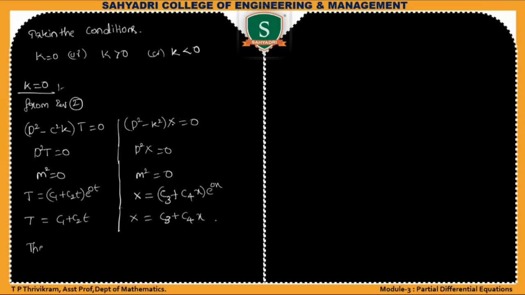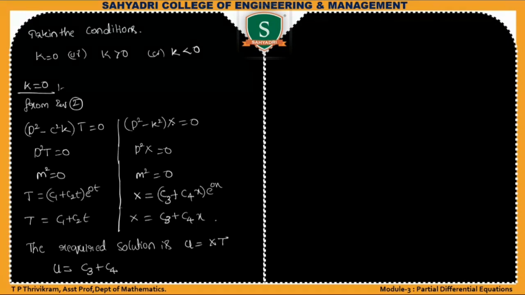So the required solution is u is equal to x t. That means u is equal to (c3 plus c4 x) into (c1 plus c2 t). So this is one solution. Take it as equation 3.